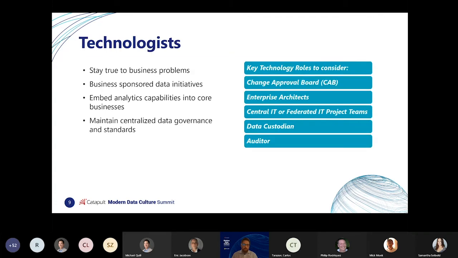And Eric, who's going to slide in after me, will deep dive into some of the agile delivery processes we use to incorporate all these different folks into the process.